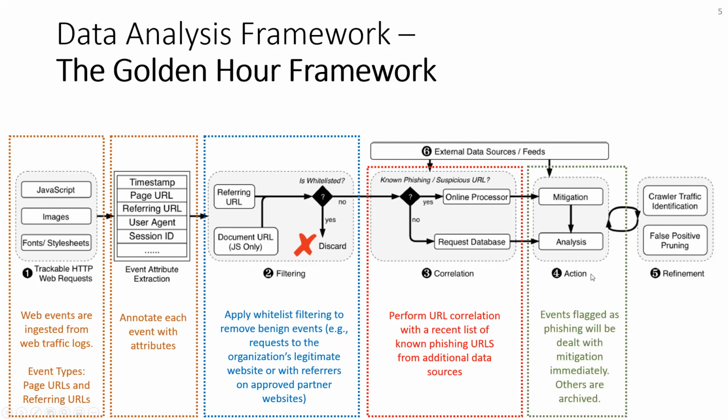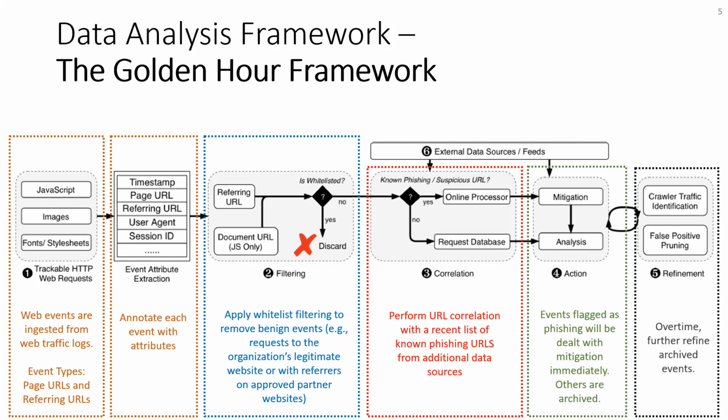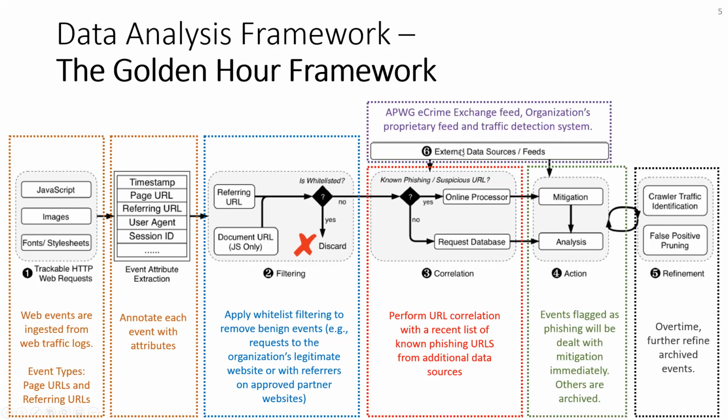Then events that are flagged as phishing will be dealt with mitigation immediately, and the others will be archived. Over time, they further refine the archived events and also refine the data sources and feeds, where the data sources are from APWG, the e-crime exchange feed, the organization's proprietary feed and traffic detection system.